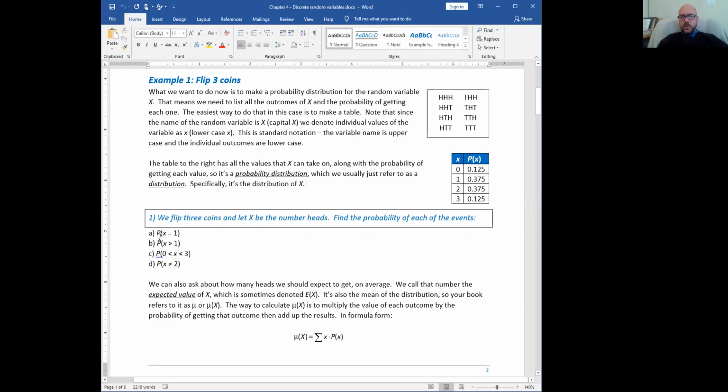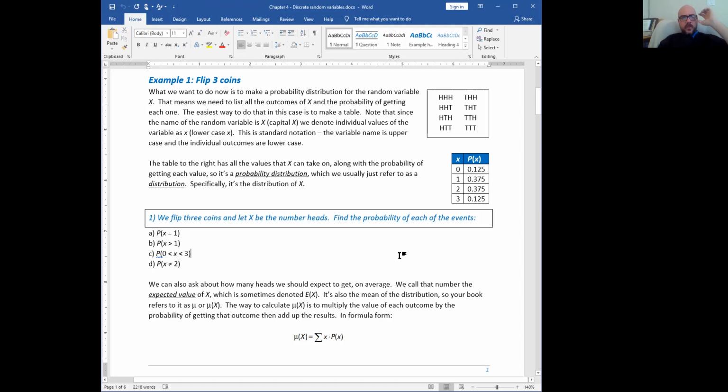All right, let's go over these. So the probability that x equals 1. The way you want to read this is the capital P and then some parentheses means the probability of whatever's in the parentheses. So this is the probability of x equaling 1, right? So we can just look at there. It's 0.375, right? That's all that is.